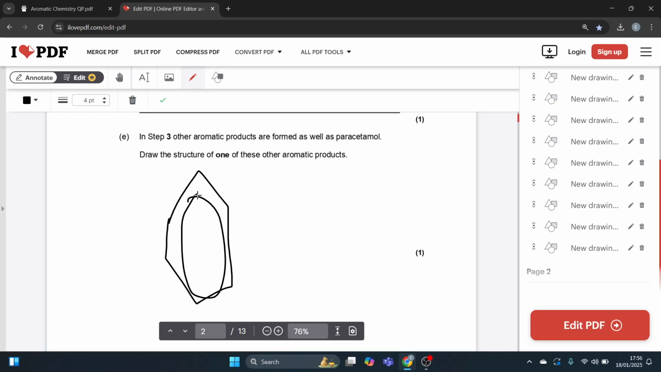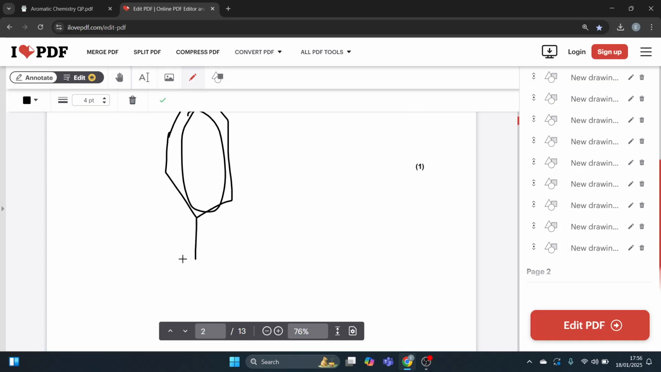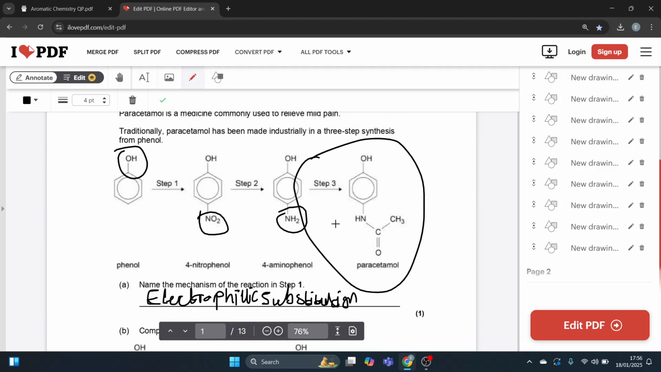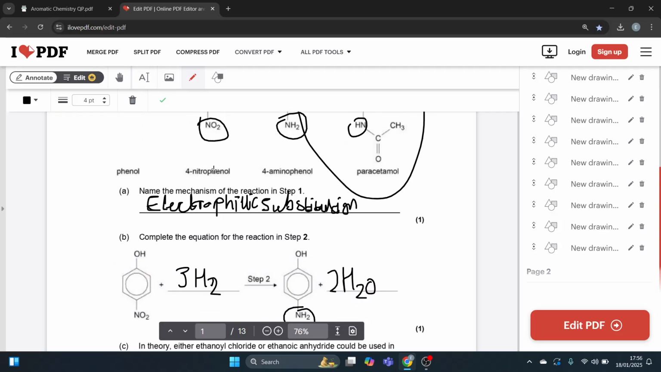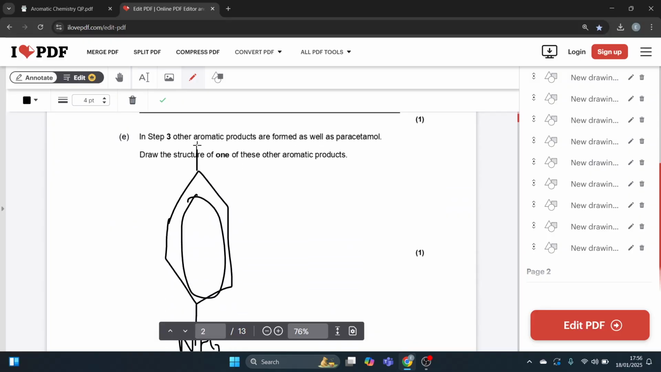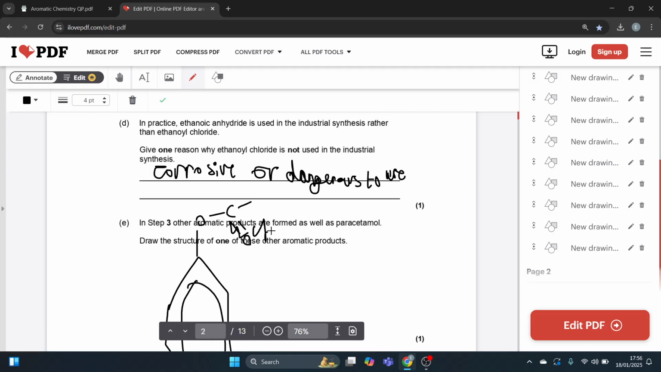Sorry for the bad diagram, but you'd also have an NH2 here. So what you do is this hydrogen would go here to form NH2, and then you've also got your OC double bond OCH3. So straight line up, OC double bond OCH3. Oh, just put it here, CH3 double bond O here.